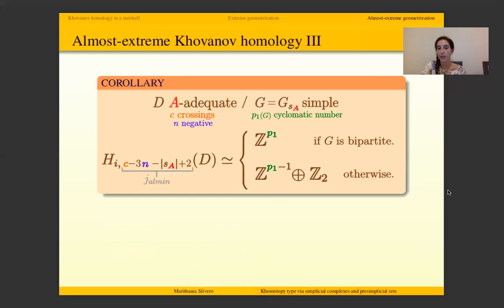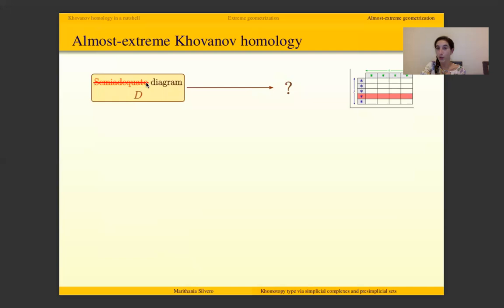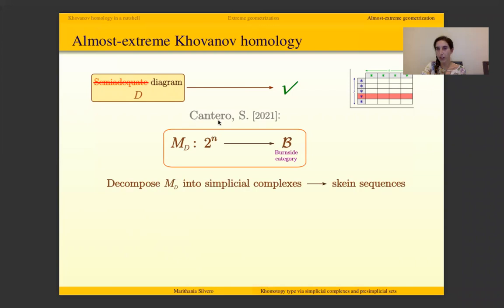Okay, and the next natural question is, what happens if we remove here the condition of the link being semi-adequate? And the answer is that yes, we can study that, but now we don't have a partial presimplicial set. We know how to do this, even if it is not a partial presimplicial set. And this is a joint paper with Federico Cantero that we put on arXiv a short time ago. And now it has been recently accepted. So we are very happy.